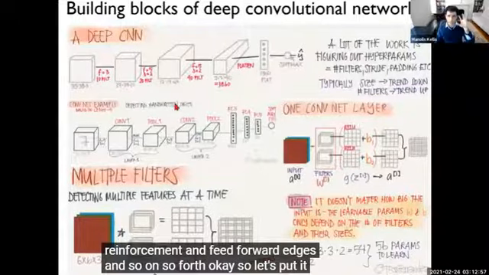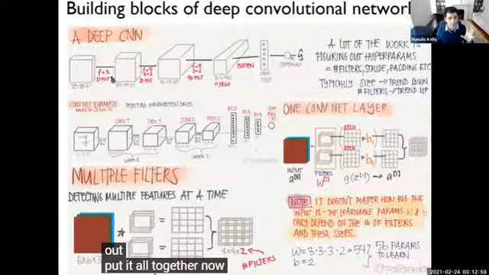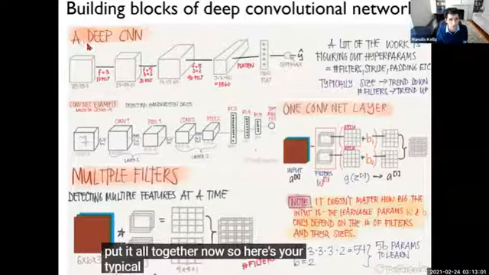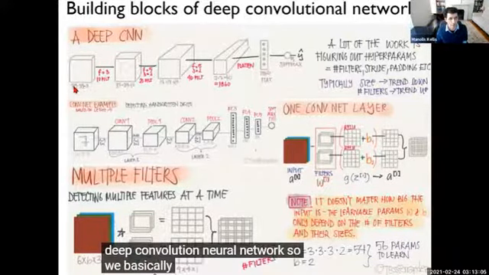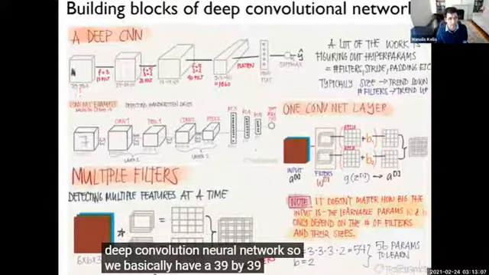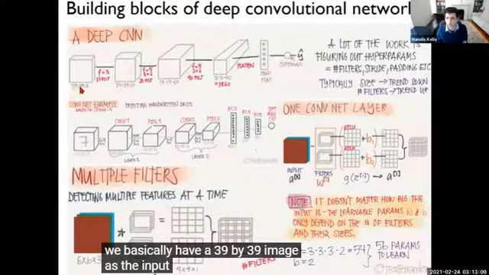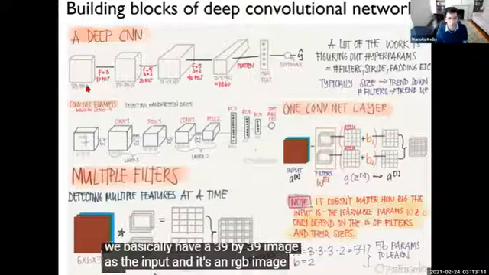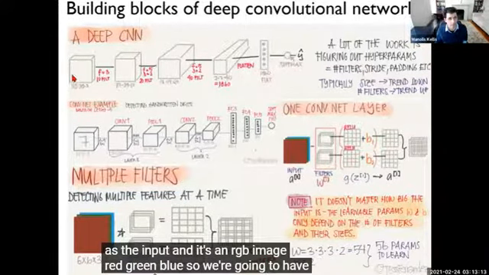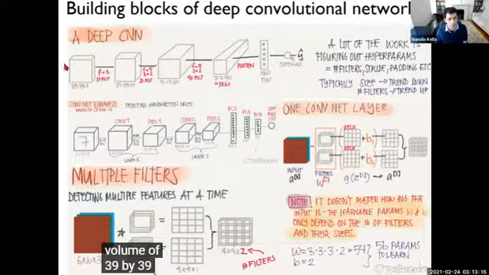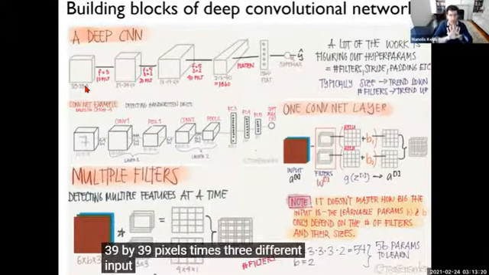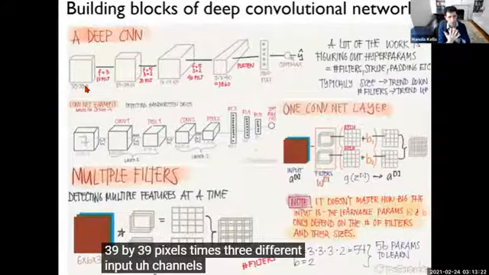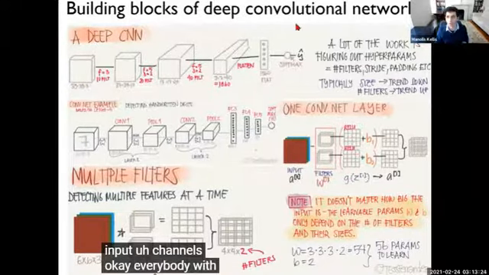So let's put it all together now. Here's your typical deep convolutional neural network. We basically have a 39 by 39 image as the input, and it's an RGB image, red, green, blue. So we're going to have a volume of 39 by 39 pixels times 3 different input channels. Everybody with me?